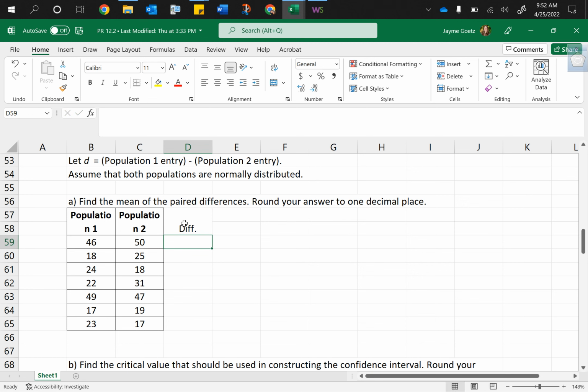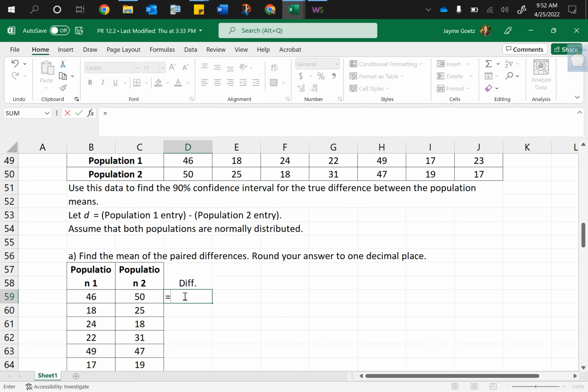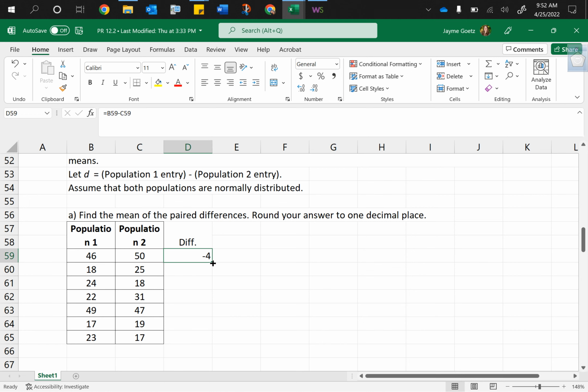And they literally tell you up here how to find the paired differences. Because D stands for difference, let D equal population entry 1 minus population entry 2. So to find the difference, we want to say equals my first population minus my second population. They're literally telling you how to find it. Then you just have to drag it down. That's the difference between these two populations.